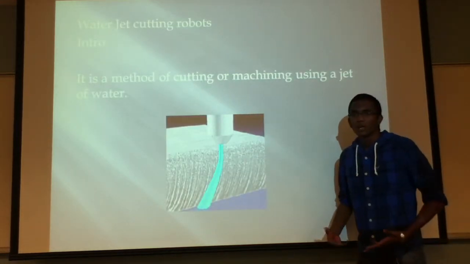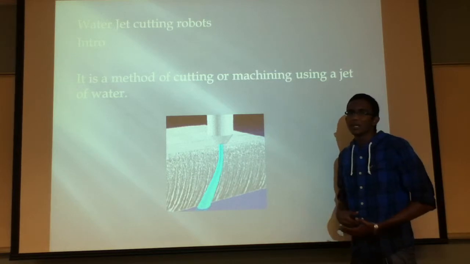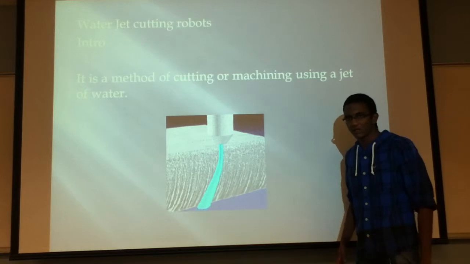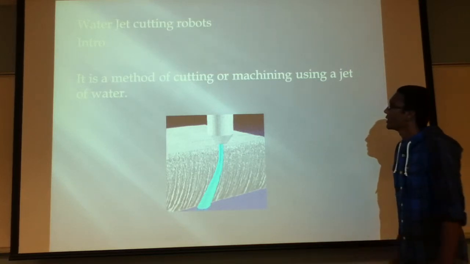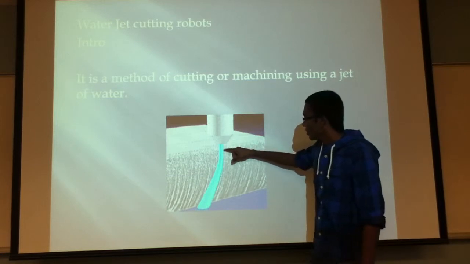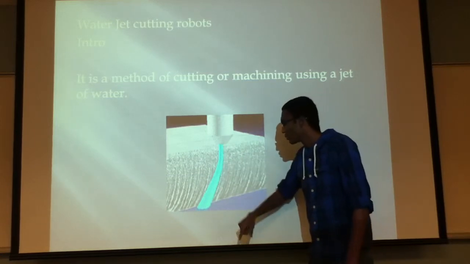What is water jet cutting? Water jet cutting is basically a method of machining or grinding in which a jet of water is impacted on the surface that has to be cut. As you can see in this figure, the water leaving from the nozzle impacts the surface and just cuts through it.